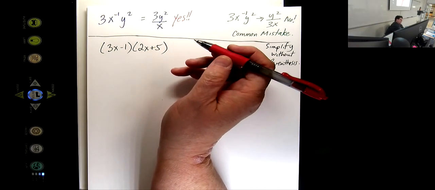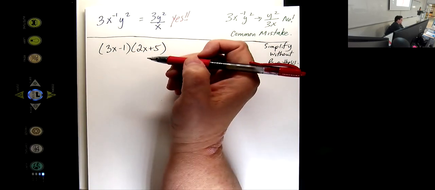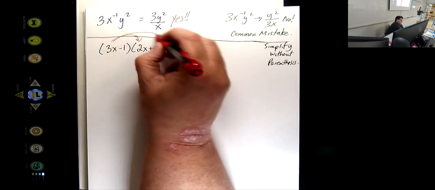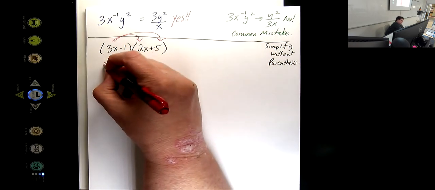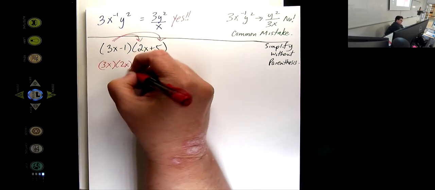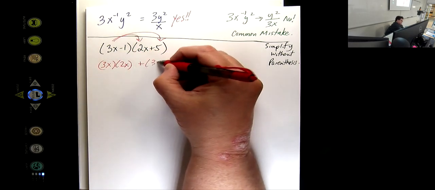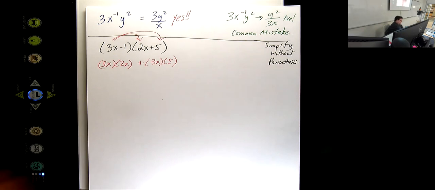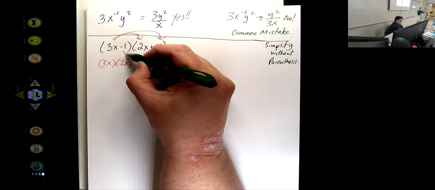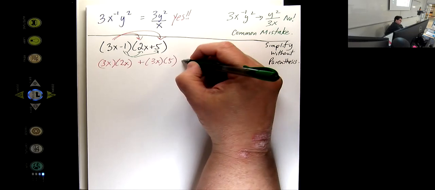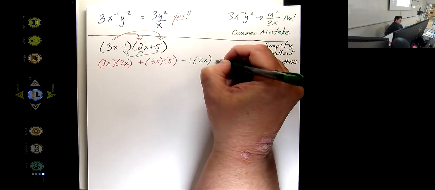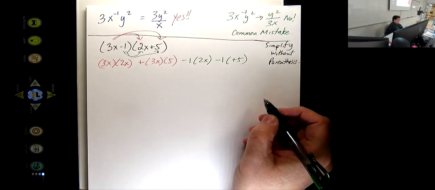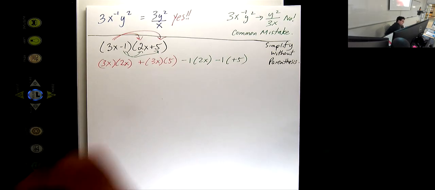Okay. So remember, what we do is we take everything in one parentheses and distribute it or multiply it to everything in the next. So I can do 3x times 2x and 3x times 5. Now, specifically write out what I'm doing. I would not write this down when you're doing it, but this is more for lecture purposes. And then I'm doing -1 times 2x, and then -1 times +5. That's what I'm actually doing.